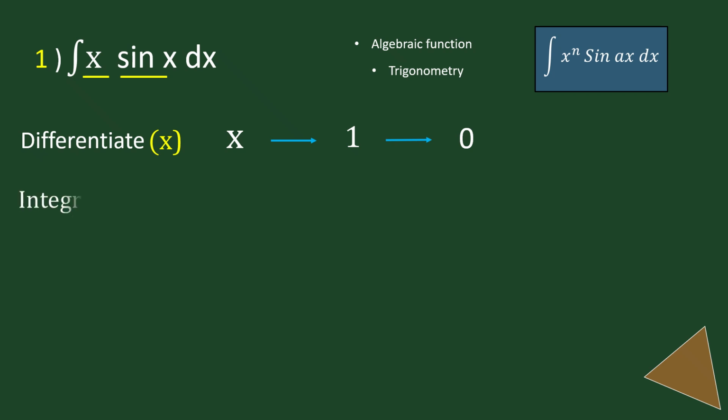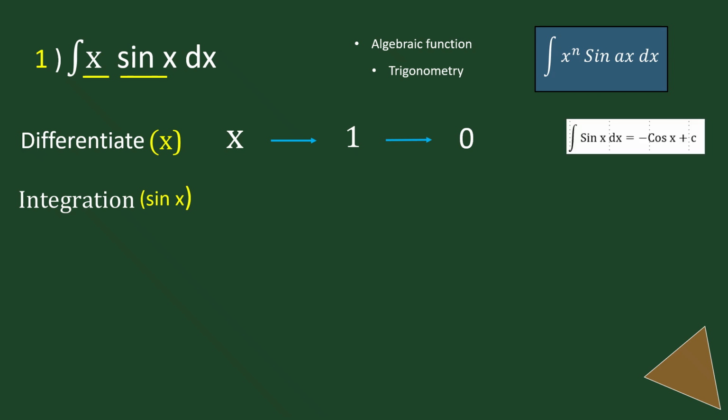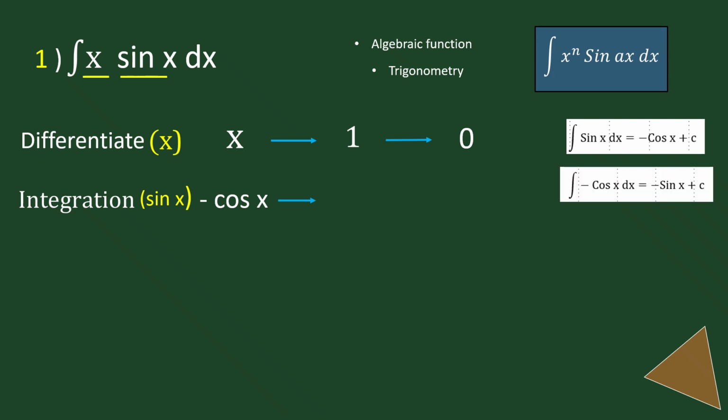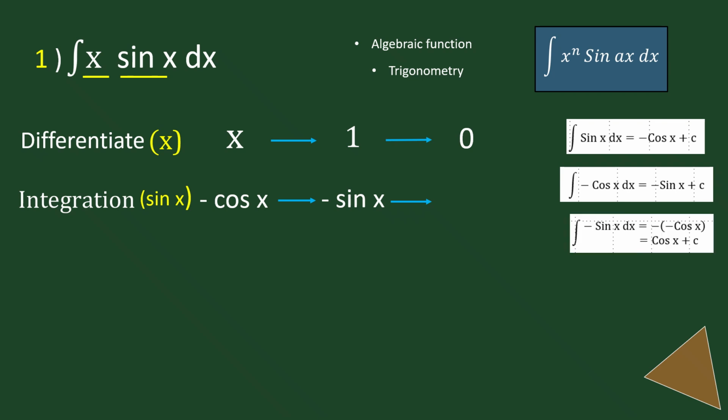Next, integrate the trigonometric part, sin x, repeatedly. That is, the integral of sin x dx is minus cos x. Then, the integral of minus cos x dx is minus sin x. Finally, the integral of minus sin x dx is cos x. We can stop here. Now, we match each derivative with an integral and multiply.